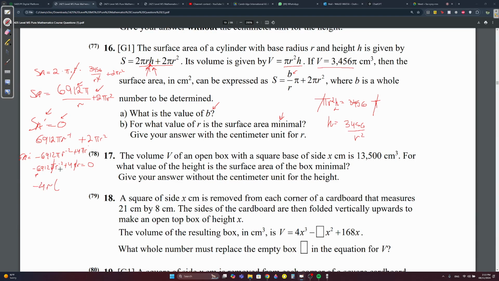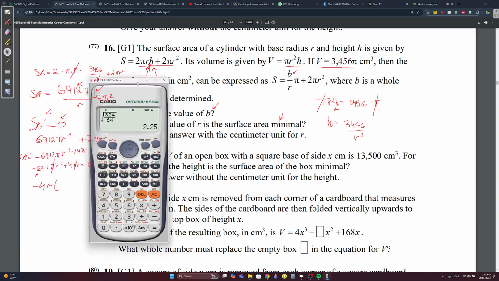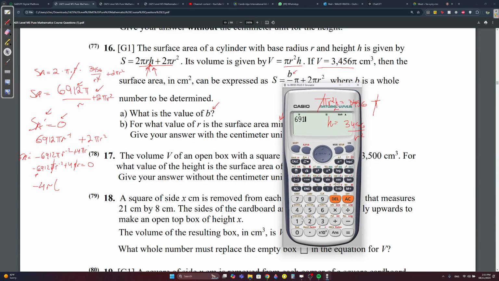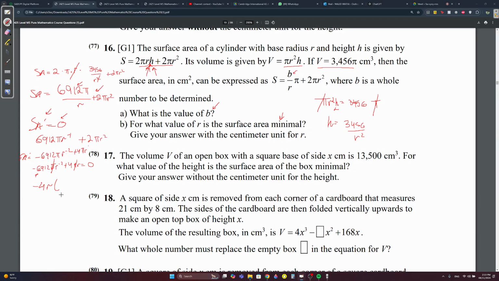Why can I take r out? Even if it's negative, I can take it out. Minus 6912 divided by 4, I think it's 2516. No, definitely not 2516. 6912 over 4 is 1728. So it's going to become 1728 minus, because 4 divided by minus 4 is minus 1. And we took r out, so r divided by r cancels. And I have here r to the minus 3. I forgot to put that.